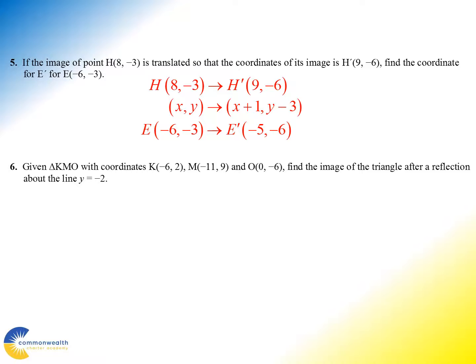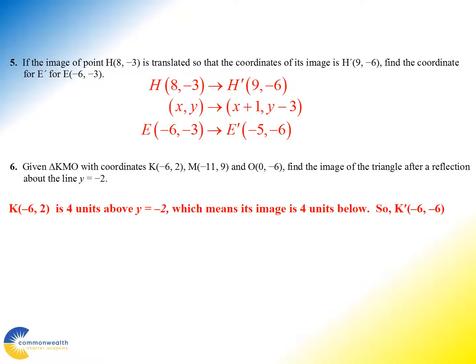So when I look at y equals -2, -6, +2 would be 4 units above the line y equals -2, which means its image should be 4 units below that line. So, if I'm at y equals -2 and move 4 units below that, it's going to put me at -6, -6. The x-coordinate, nothing changes. And that's going to be the same for the rest of them. The x-coordinate's not going to change for any of these. The only change is in the y-coordinate.